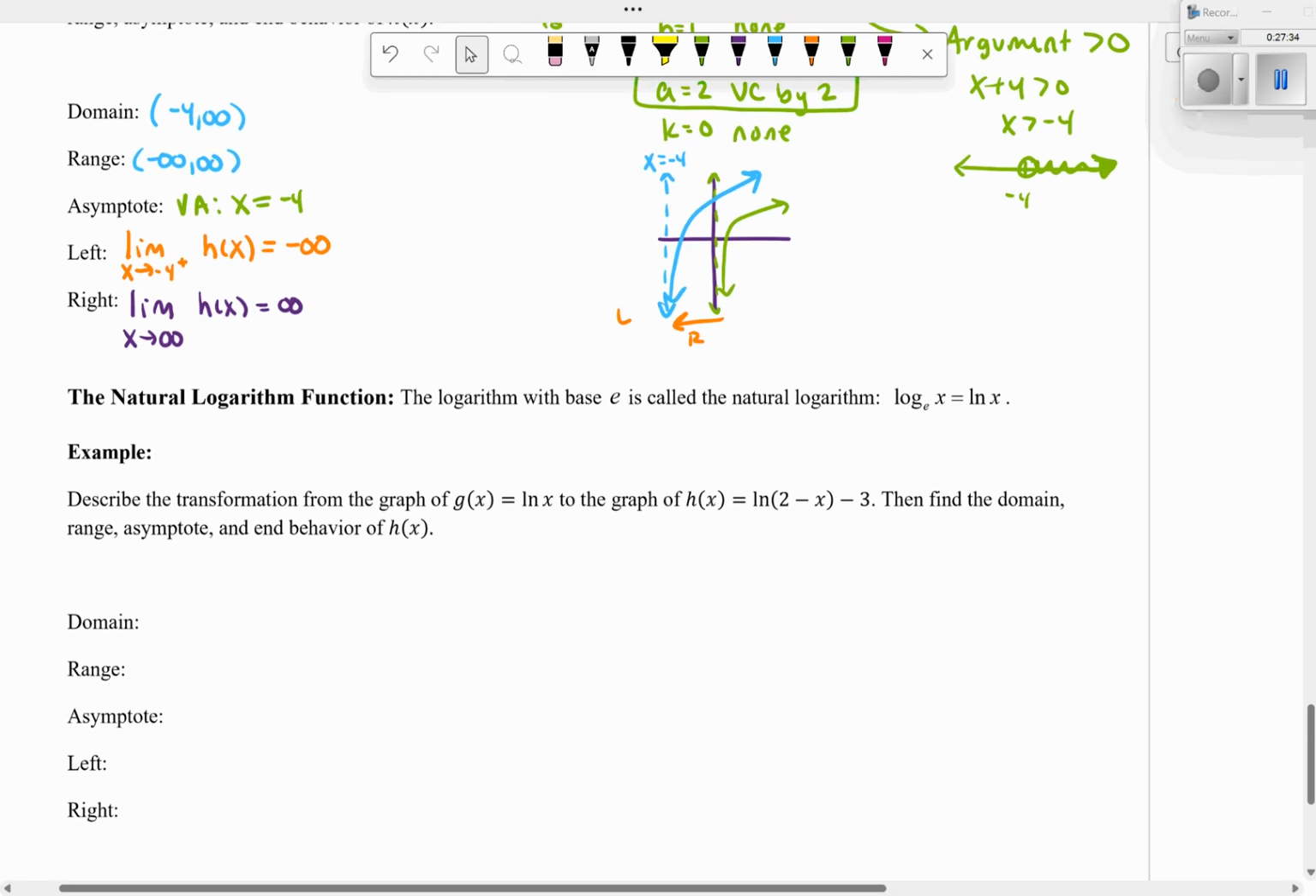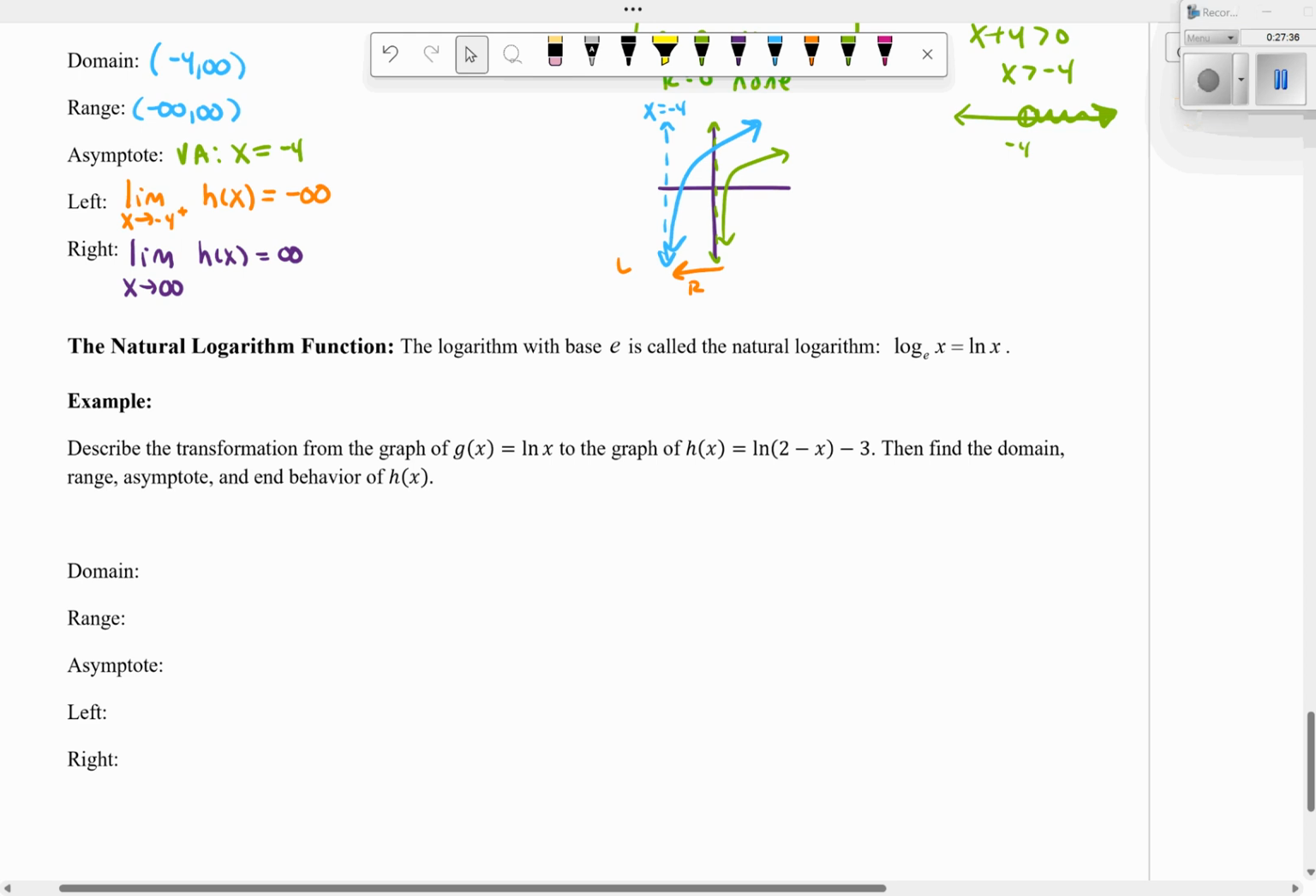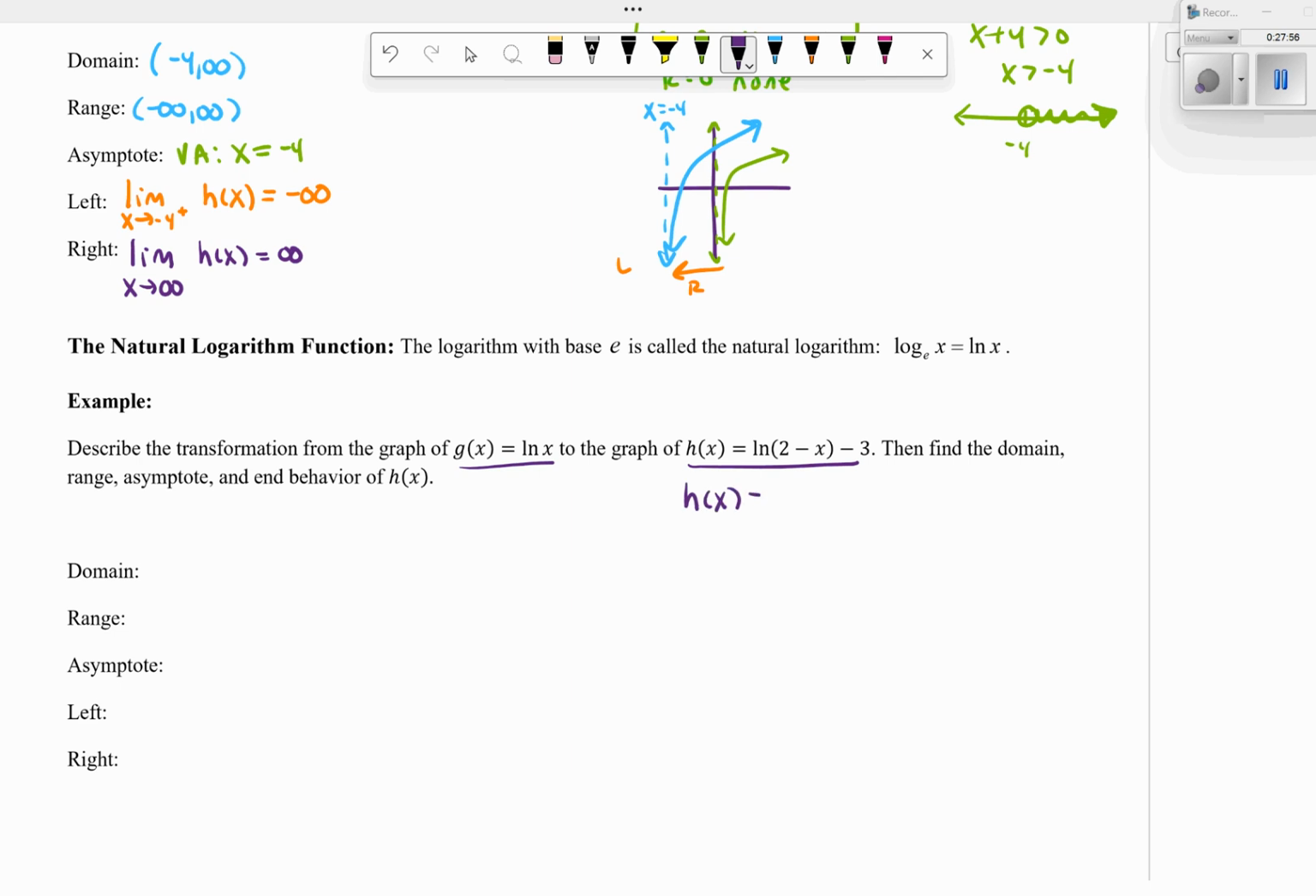All right, so last one, the natural logarithmic function we talked about before. It's just log with a base e, which we call natural log. So instead of saying log base e of x, we use the natural log of x. So in the next one, we're using the natural log of x as our parent graph, and then this is our transformed graph. For this one, the first thing I would do is rewrite this and factor out that b value. So h of x is equal to the natural log of -x plus 2, minus 3. So this would be h of x equals the natural log, factor out that -1, so -1 times x minus 2, minus 3.